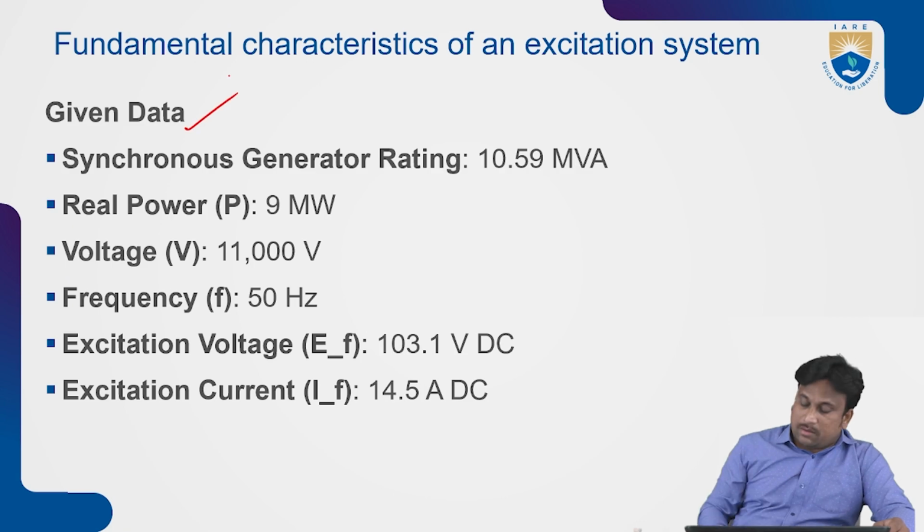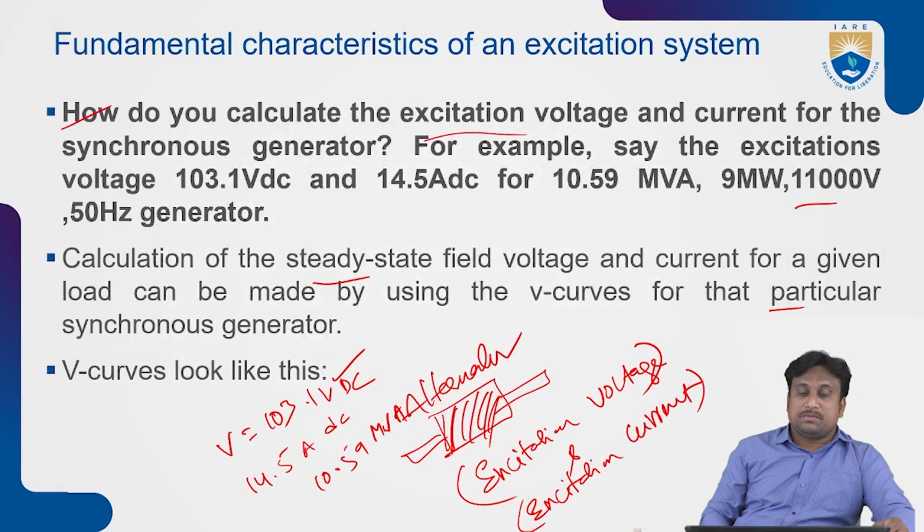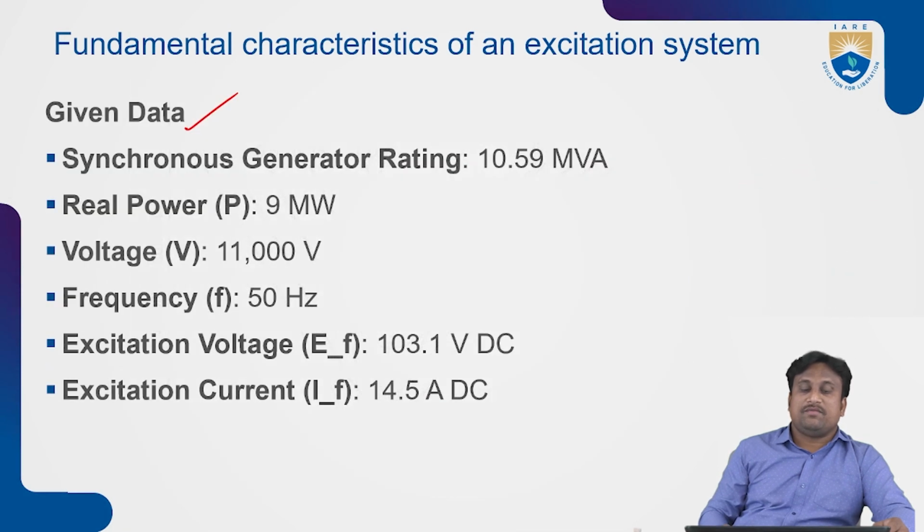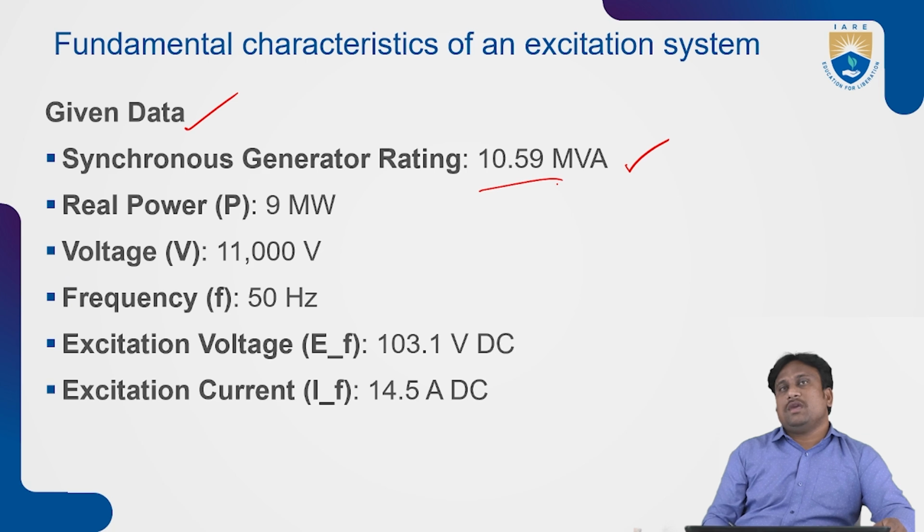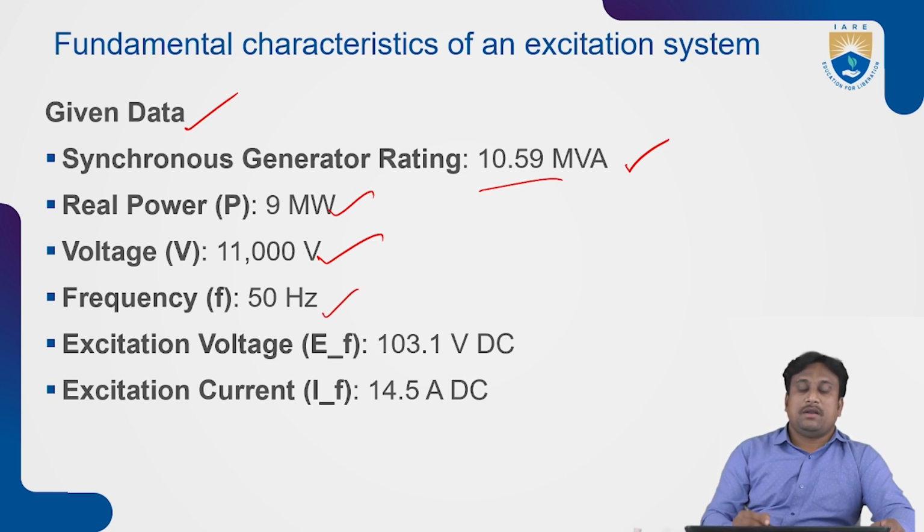So for this problem we are writing the given information as synchronous generator rating. The rating is provided as 10.59 MVA. Rating is given in MVA. Real power is given as 9 megawatts. Voltage is given as 11 kV, that is 11,000 volts. Frequency is about 50 Hz, so nominal frequency is applied.